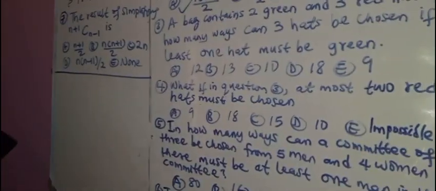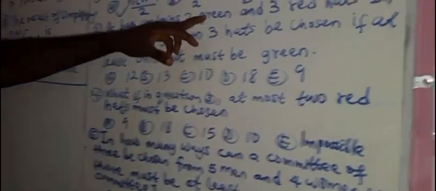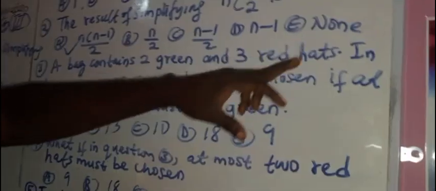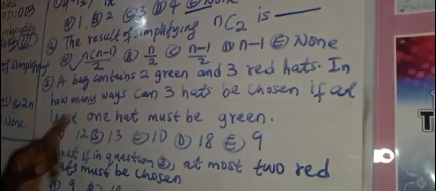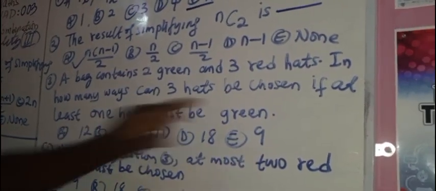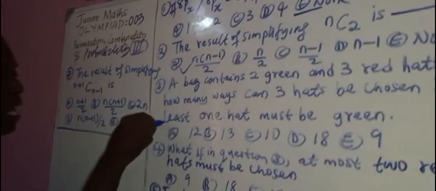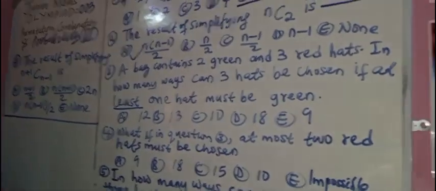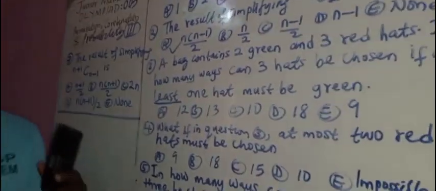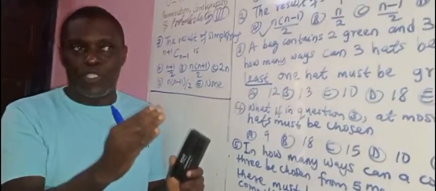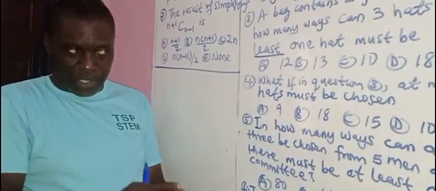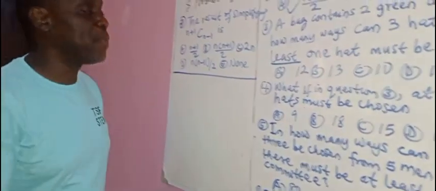Question number 3. A bag contains 2 green and 3 red hearts. In how many ways can 3 hearts be chosen if at least 1 heart must be green? Please underline the words at least. The use of at least and at most. When you use the word at least, it means minimum, so it keeps on increasing. When you use the word at most, it means from that particular one, it keeps on reducing. Take note of that.